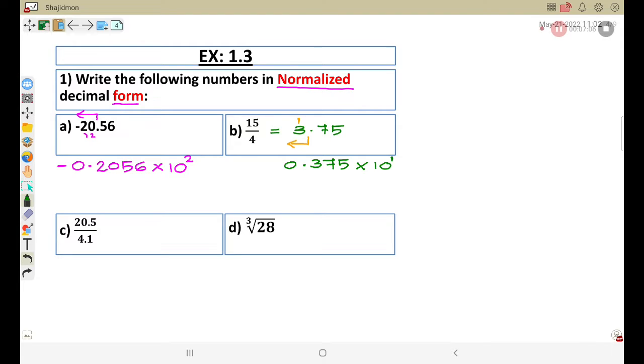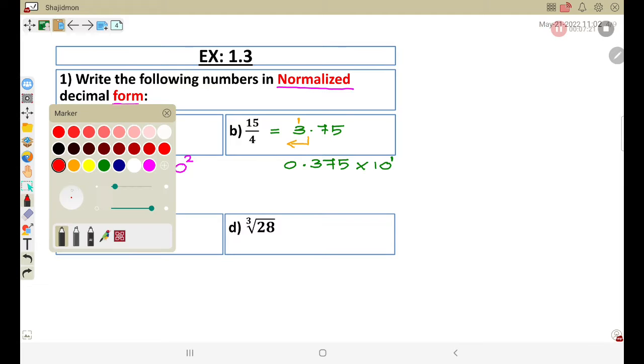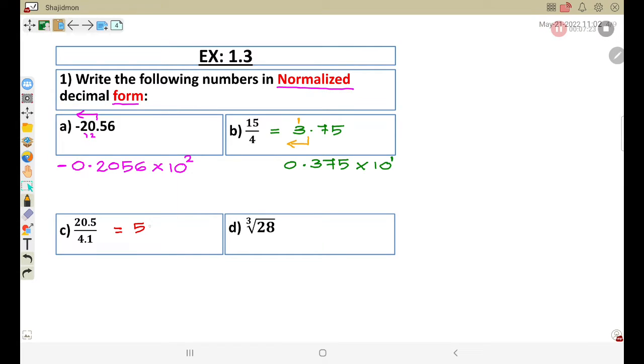20.5 divide 4.1. First check the number in the calculator. So this means the number is 5, correct? 5 means actually 5.0, that means you need to know where the point is coming. So we are writing that number in normalized form now, starting from 0.5, 0.5 multiply 10 power. You can check how many numbers before the point. Only one number, correct? Only 5. That is multiply 10 power 1.